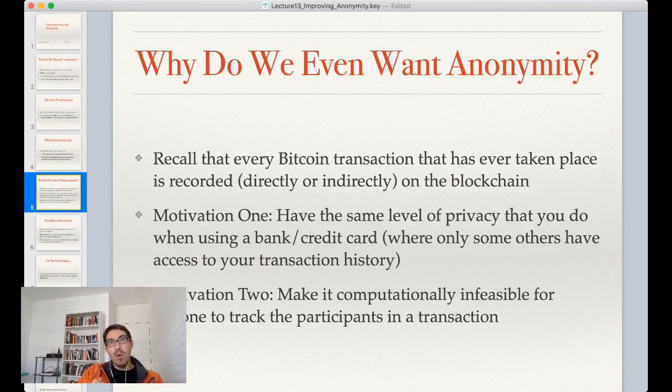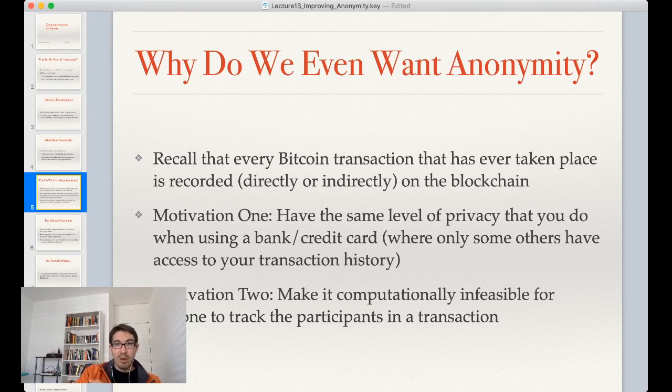So why do we want anonymity, besides making sure that people don't know how much candy I buy? Well, our first motivation, our goal really, if you look back to the Bitcoin white paper, is just to have the same peer-to-peer electronic cash. We want at least the level of privacy, at a very minimum, that you have when using a credit card. So some others may have access to your transaction history, but most people don't.